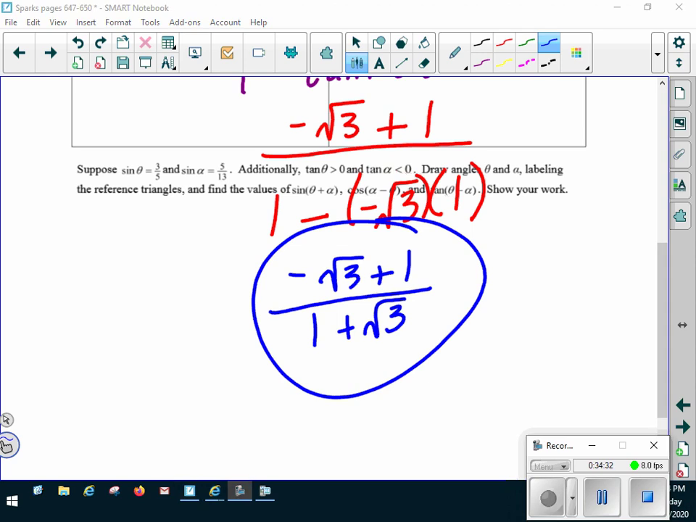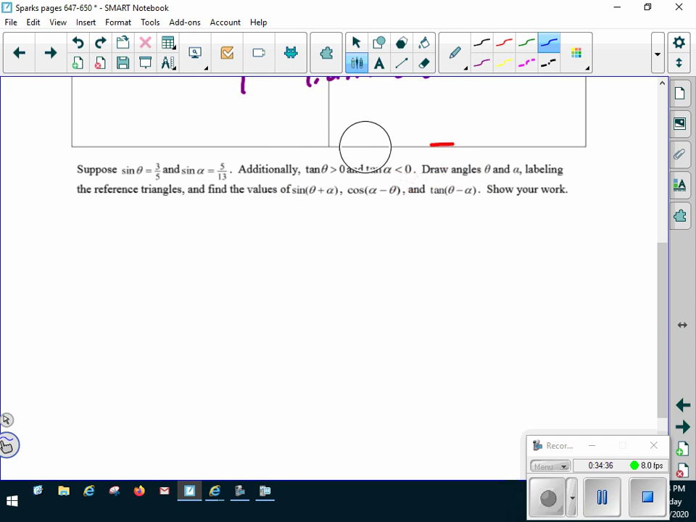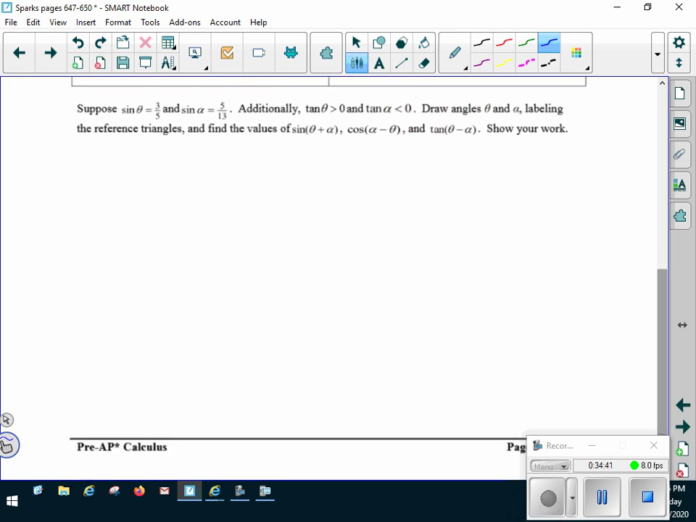I believe we have one more on this page. Is that correct? Okay. Now, I'm just going to tell you right now, this is one of my favorite kinds of problems right here.